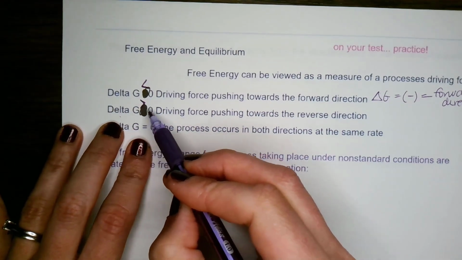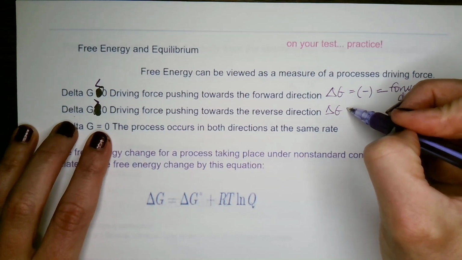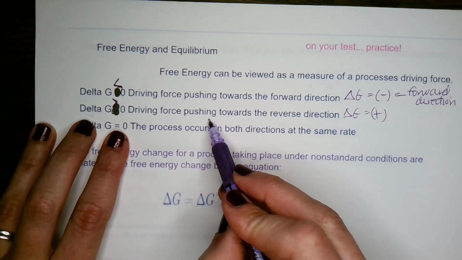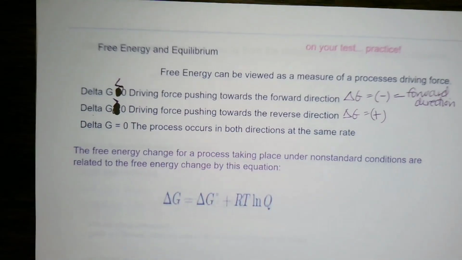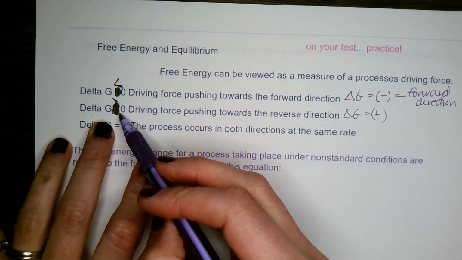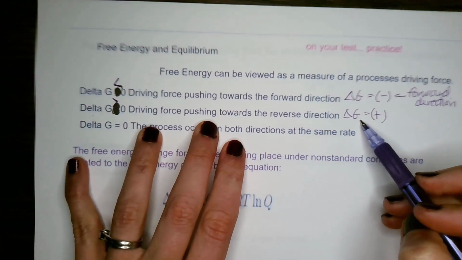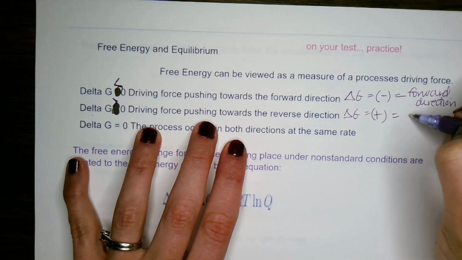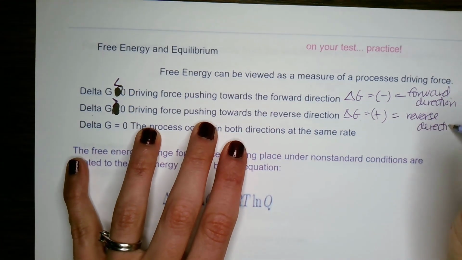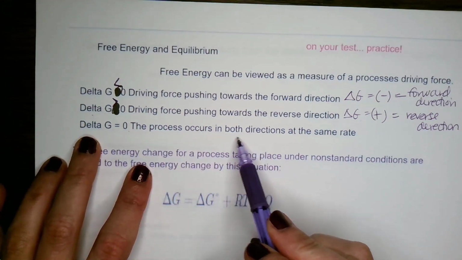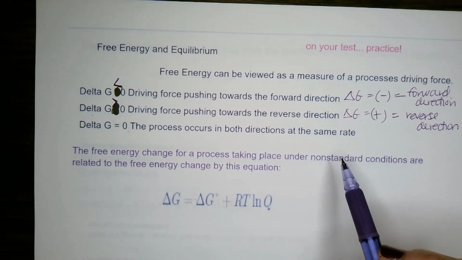If delta G is greater than 0, so if delta G is positive, the driving force is pushing towards the reverse direction. And if delta G is 0, the process is occurring in both directions at the same rate.